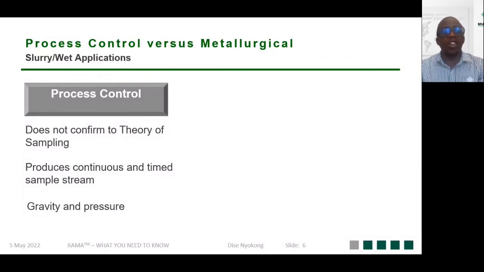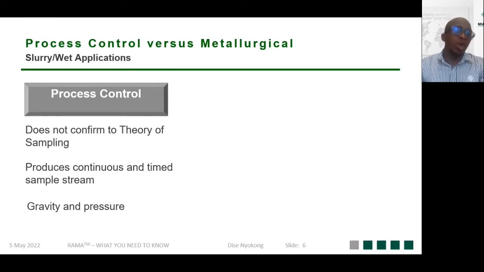That's why the second point refers to a continuous or time sample. So process control doesn't always have to be a continuous sample that gets fed to an analyzer. It can sometimes be a sample extracted on a timely basis and analyzed in the lab, similar to what we normally see in a metallurgical accounting setup.